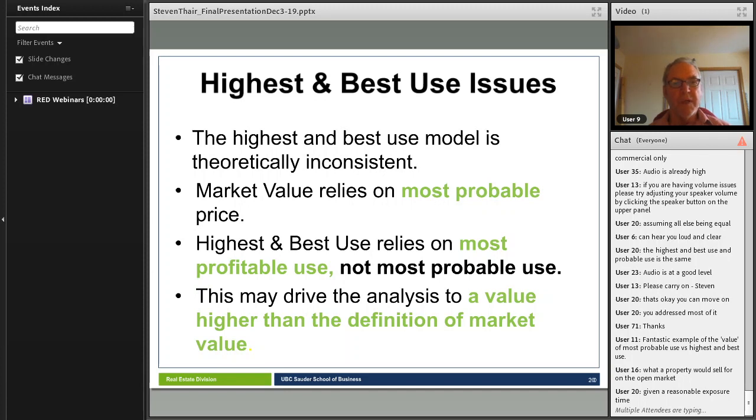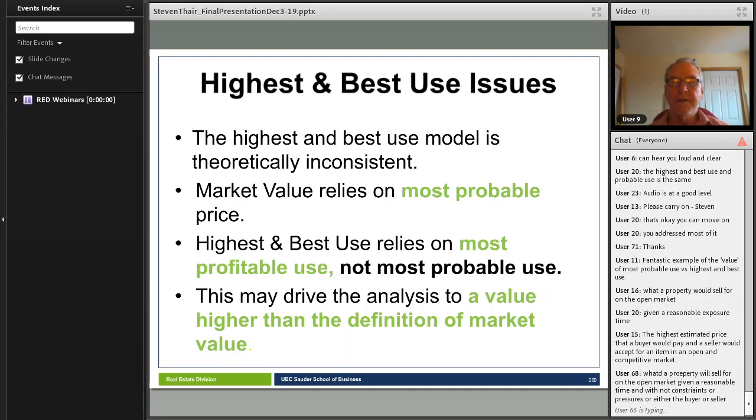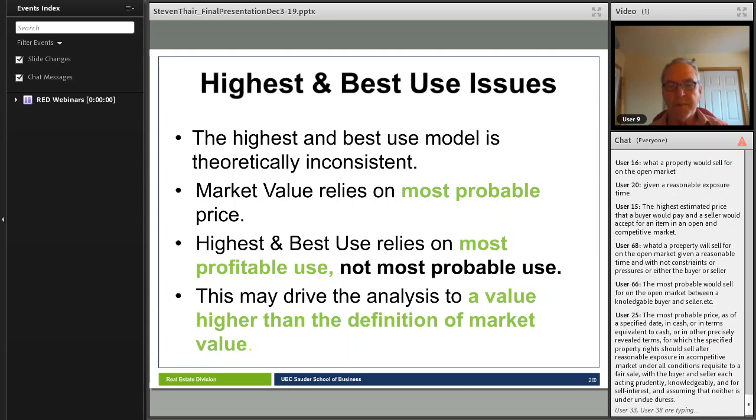Here's the answer here. Market value relies on most probable price, and I thought I had the definition in here. The traditional definition currently used is that market value. And you've got it right after proper. The most here, somebody put it. Oh, I got a whole lot of answers here.